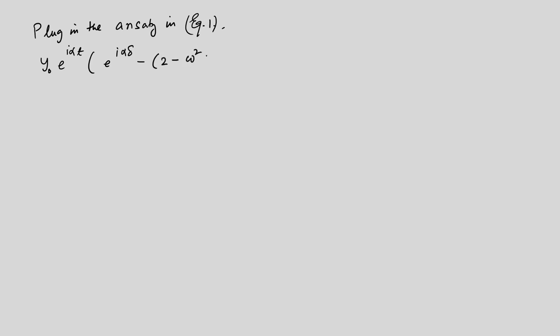Plug the ansatz into equation 1, if you remember what equation 1 is, which involves x at t plus delta in terms of x at t minus delta and the acceleration. So, it is y 0, do it carefully, exponential I alpha t times exponential I alpha delta minus 2 minus omega square delta square plus exponential minus I alpha delta, and this is equal to 0.